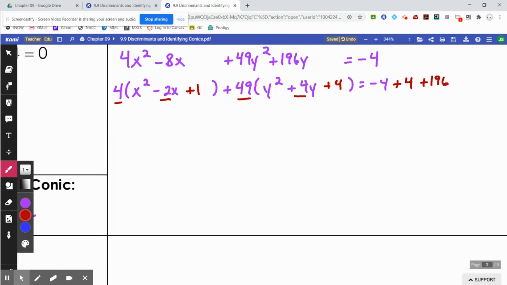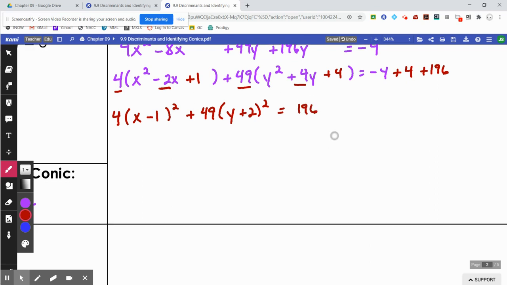Now we're nearly finished. Bring down the 4, factor. This factors into x times itself, should be a perfect square, and then whatever half of this is, squared. Bring down the 49, and let's factor the other one. It factors into y plus 2 squared equals 196. We've nearly got it in the right form. You have 3 terms. We need equals 1, so we're going to divide them all by 196.